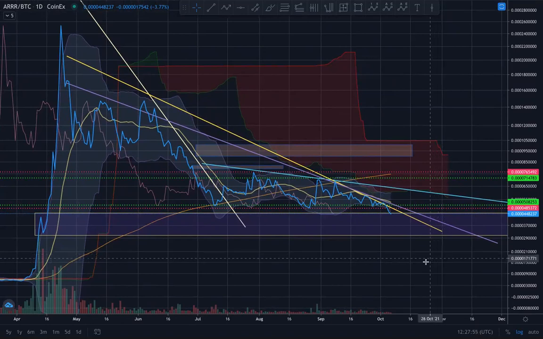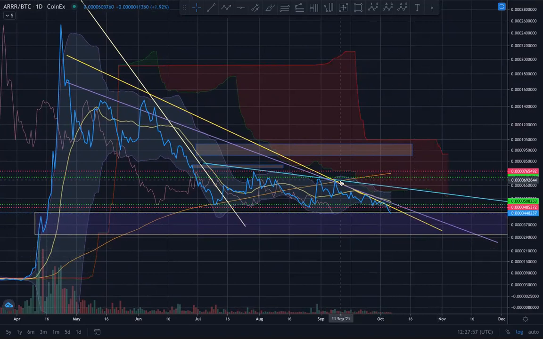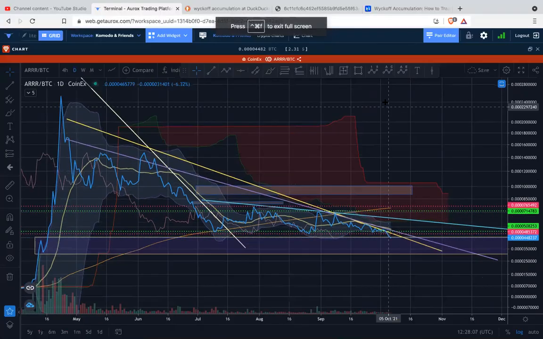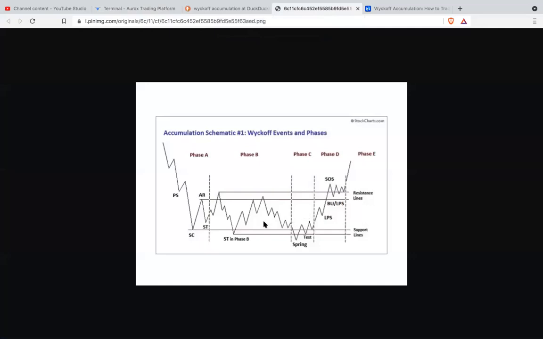Okay, here we go. Now, this idea is markup, markdown. We have this period now of accumulation, Wyckoff accumulation, we can call it. Let's take a look. What do we have? This is a preliminary support here. Then we have a selling climax, an automatic rally. We have the secondary test. This is phase A into phase B.